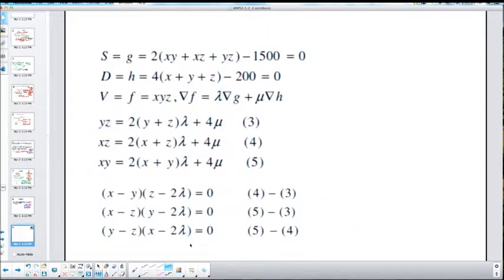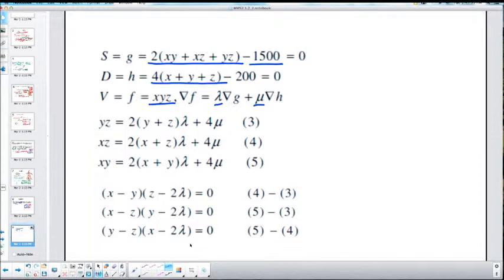Looks simple. And the surface constraint is this equation, equal to 1,500. The sides, you have 12 sides, must be equal to 200. And the volume is xyz. So you get 3 plus 2, 5 variables and 5 equations.